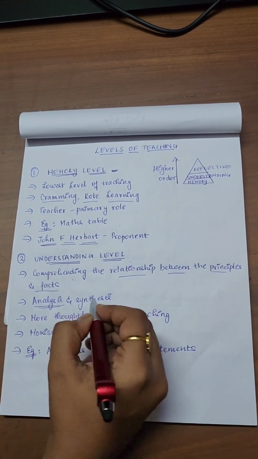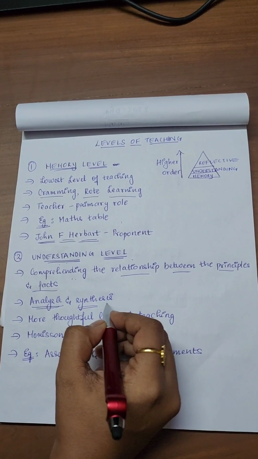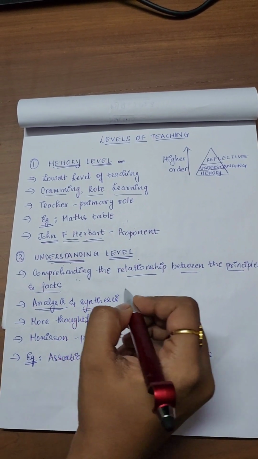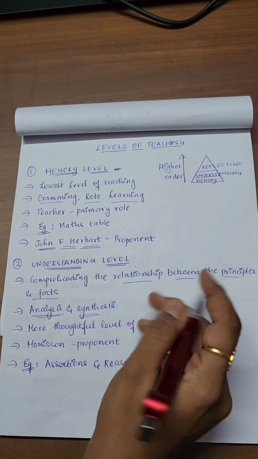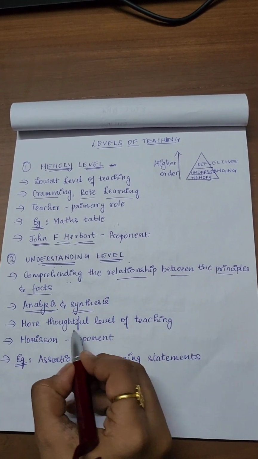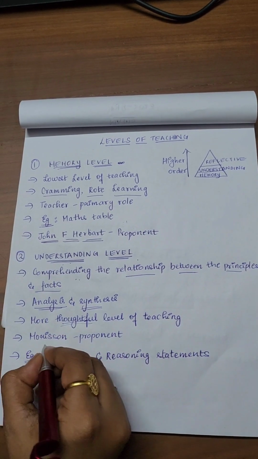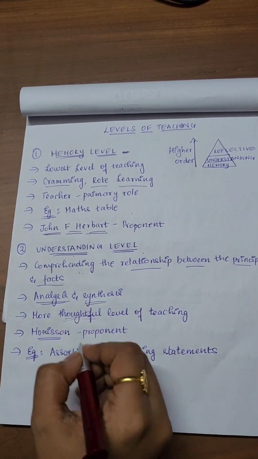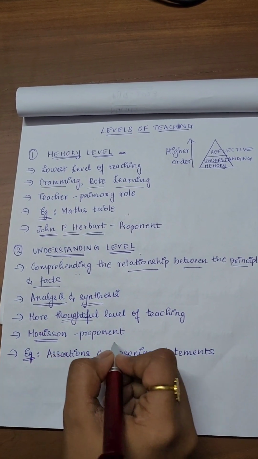For example, I can give you this analysis and synthesis. What is that? You are breaking the whole term into some of its parts and then understanding the meaning of a particular concept. So it comes under the understanding level. So it's a more thoughtful level again. And Morrison is the proponent. It's important to learn the author's name again.